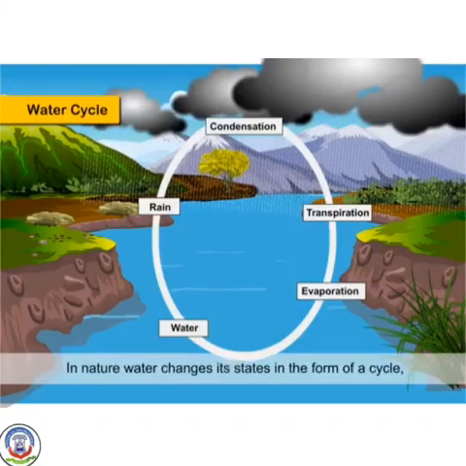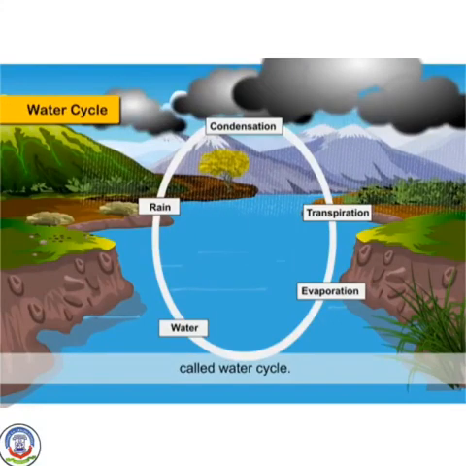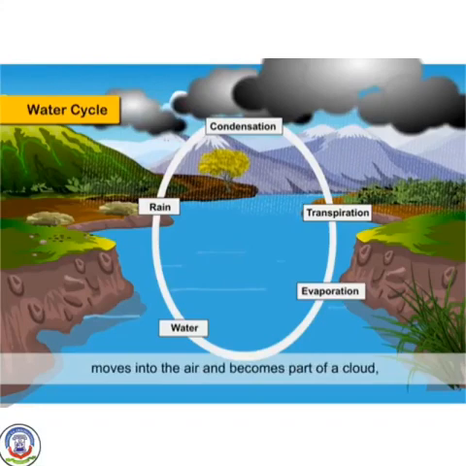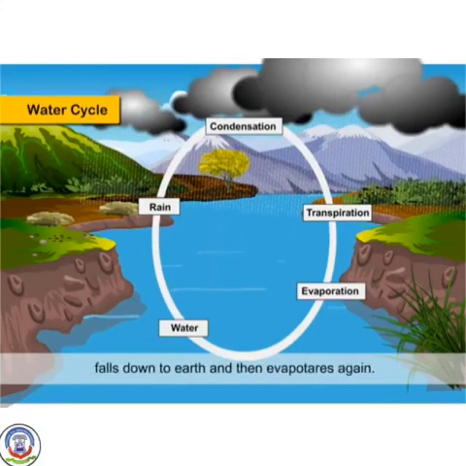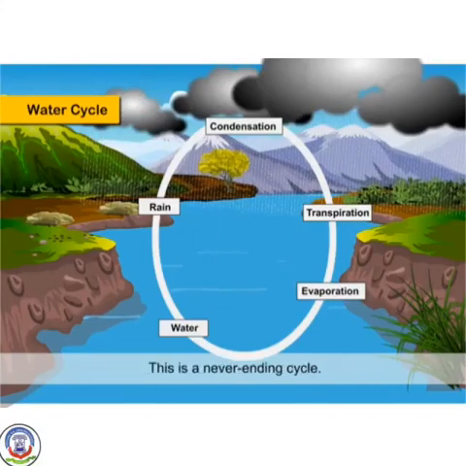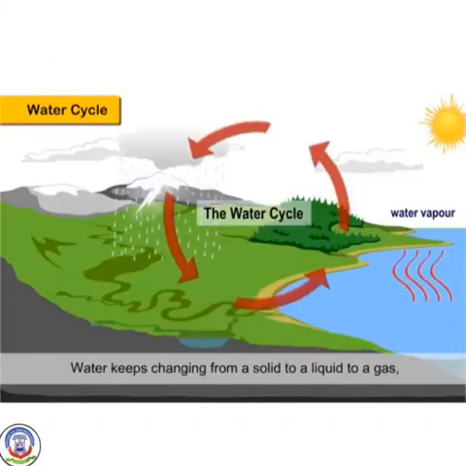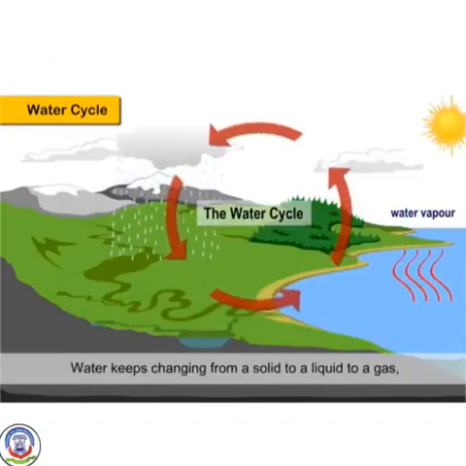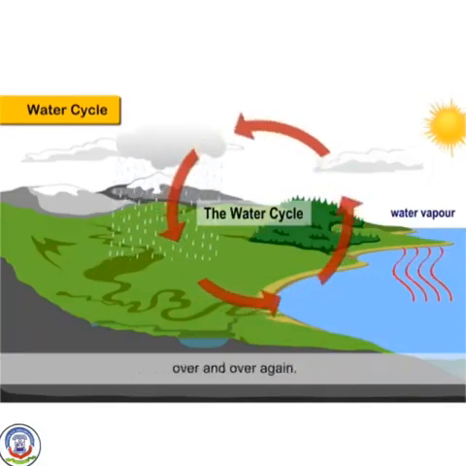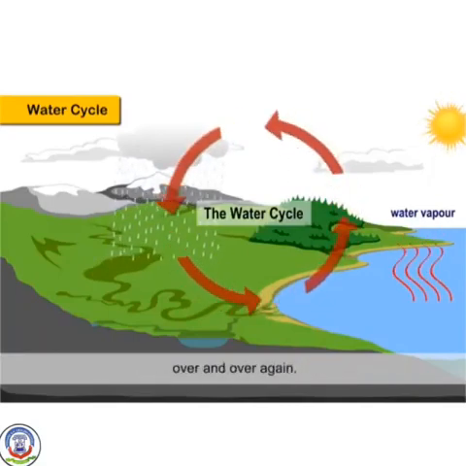Water cycle. In nature, water changes its states in the form of a cycle called the water cycle. It is a continuous cycle where water evaporates, moves into the air, and becomes part of a cloud, falls down to earth, and then evaporates again. This is a never-ending cycle. Water keeps changing from a solid to a liquid to a gas over and over again.